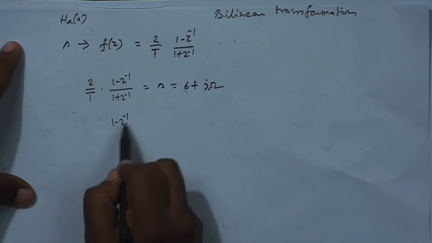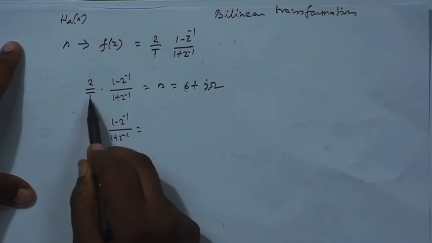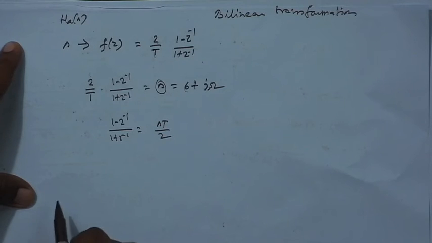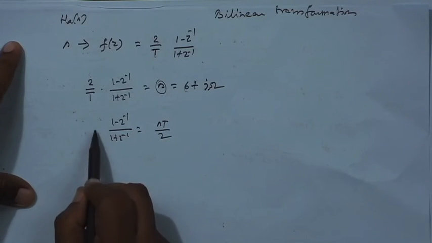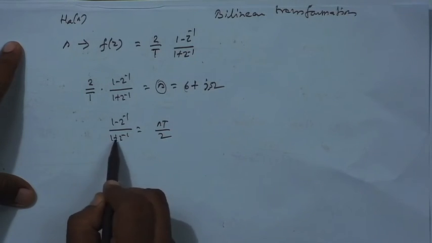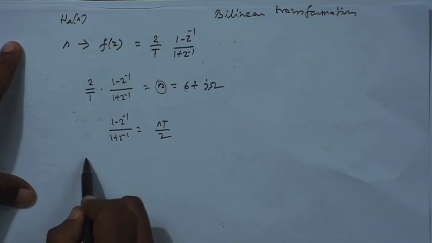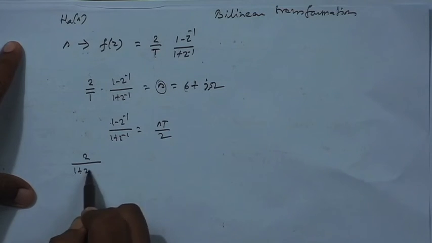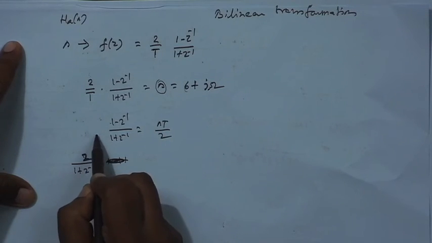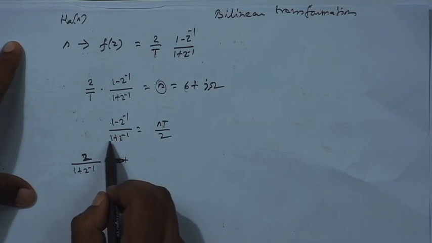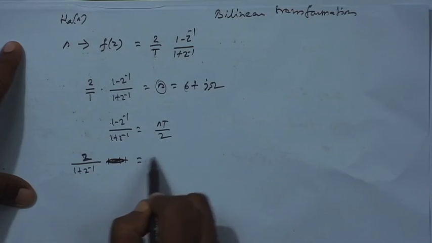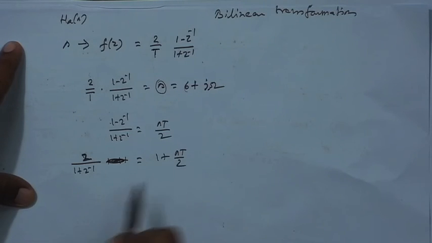So, 1 minus z inverse by 1 plus z inverse is s, I am writing this in the form of s T by 2. If you add 1 to the left hand side and 1 to the right hand side, you get 1 plus z inverse plus 1 minus z inverse. So z inverse cancels, and 2 by 1 plus z inverse is 1 plus s T by 2.